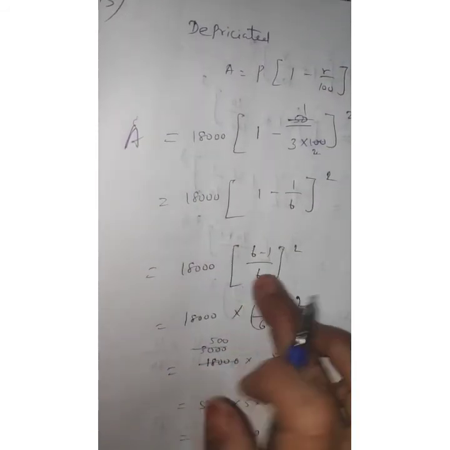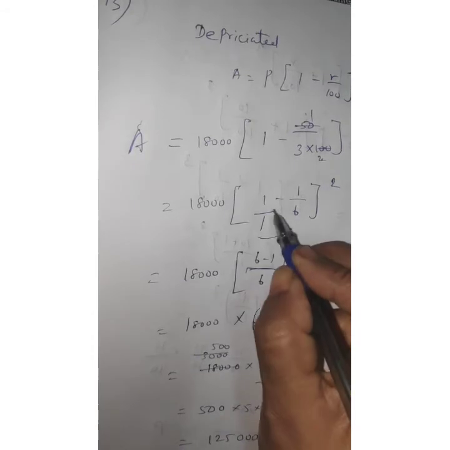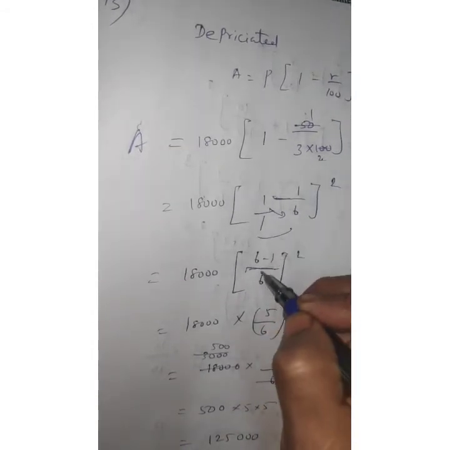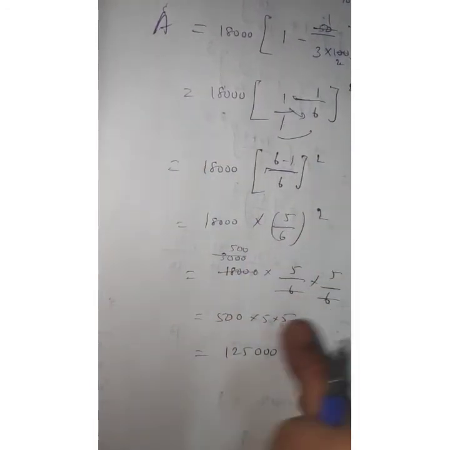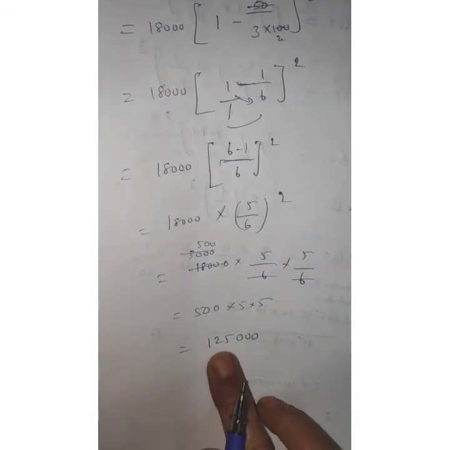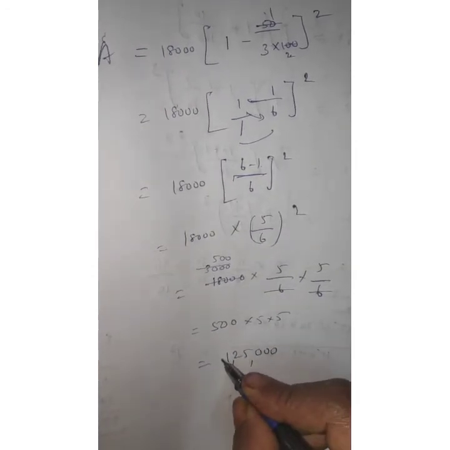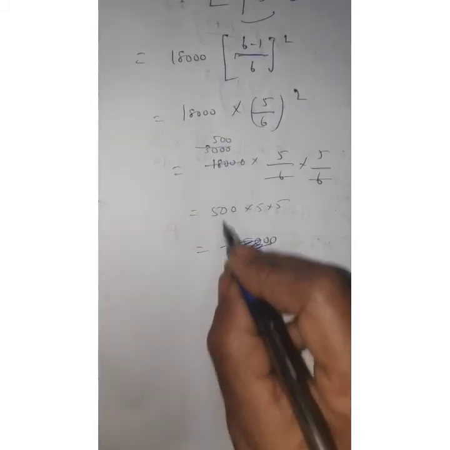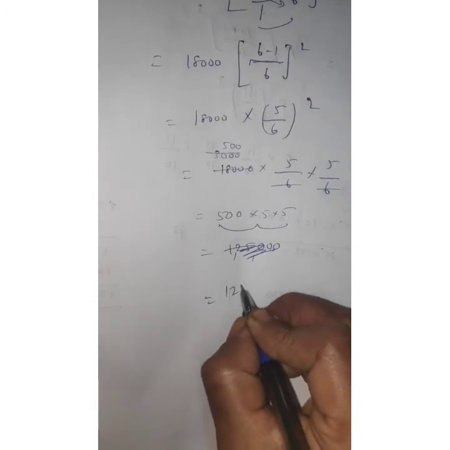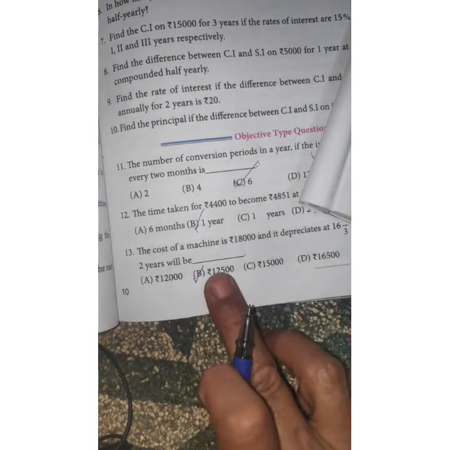Now 18,000, start the bracket, by 1, do the cross multiplication. 6 minus 1 equal to 5 by 6 whole square. 18,000 into 5 by 6 whole square. Writing it 2 times, strike out and get the answer. 5 5s are 25, 25 5s are 125. Extra zeros, how many zeros are there? Two. Answer equal to 12,500. Here B is the correct answer, 12,500.